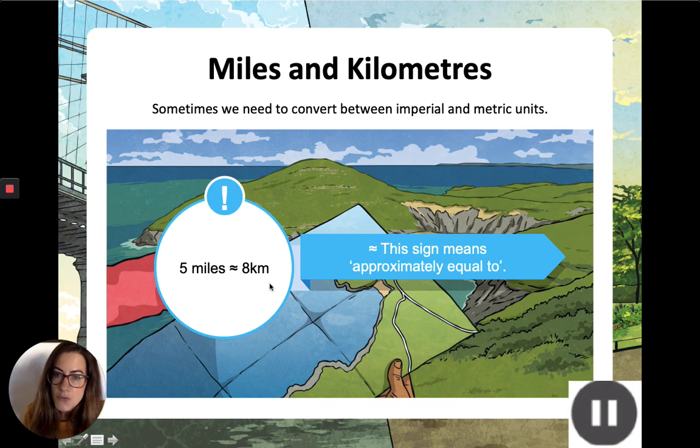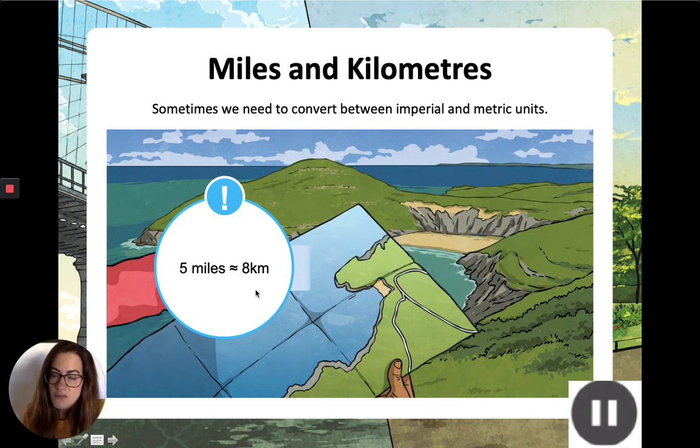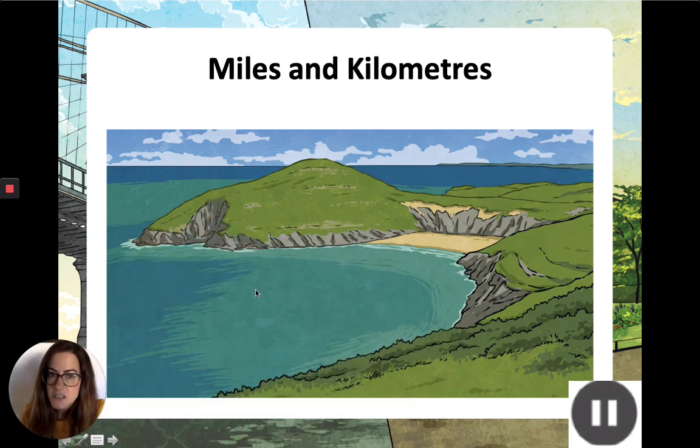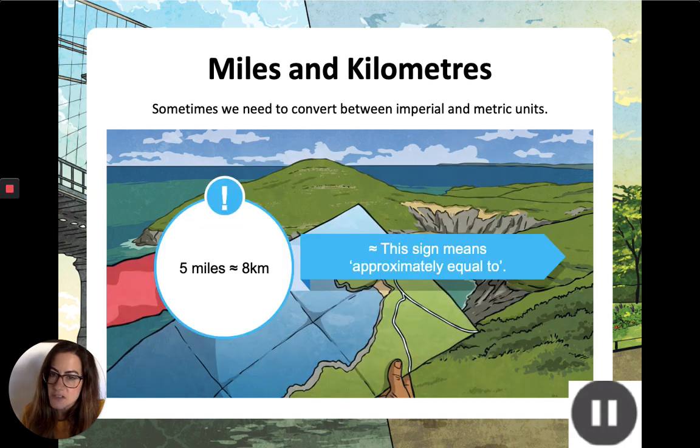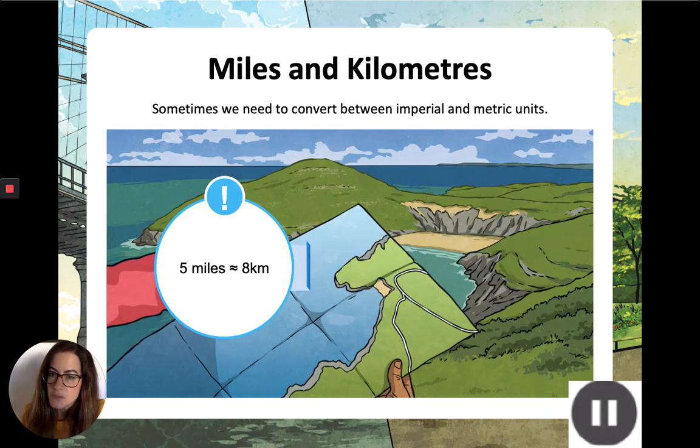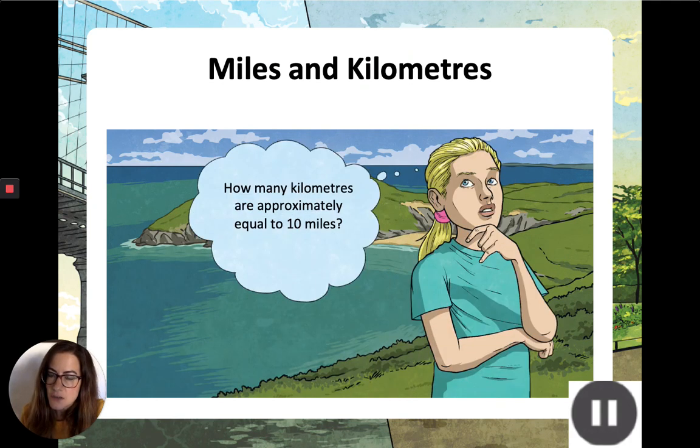So if I know that, that helps me to work out a distance. So if 5 miles equals 8 kilometres, then if I'm trying to work out 10 miles, how could that help me? So remember, 5 miles was 8 kilometres. So pause the video and see if you can answer this question. Remember, 5 miles was 8 kilometres, so how many kilometres is 10 miles?